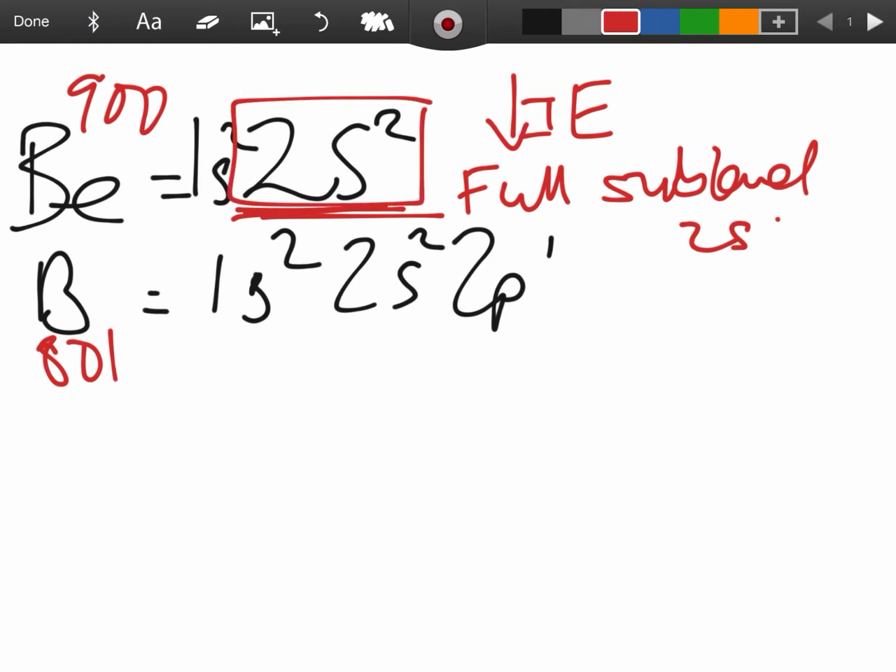Okay, so it's more difficult. This is a more stable configuration. It's more difficult to remove an electron from 2s than it is from 2p.